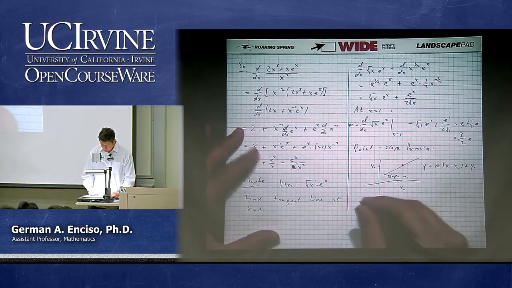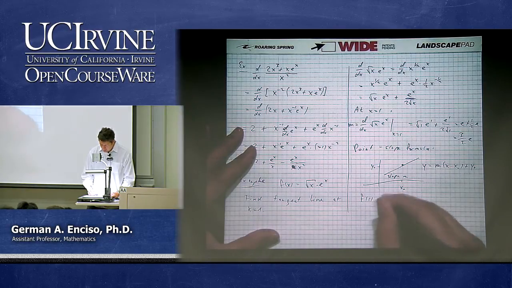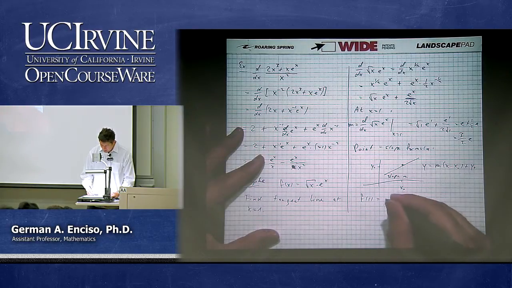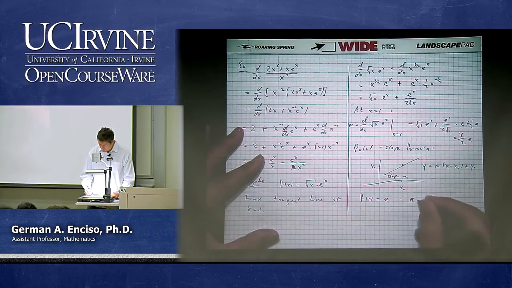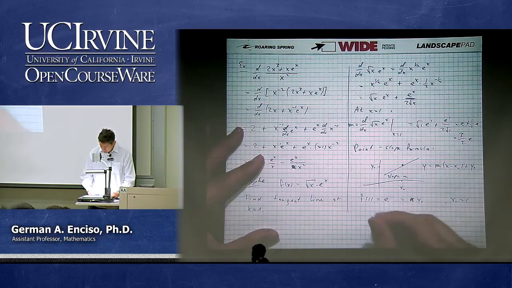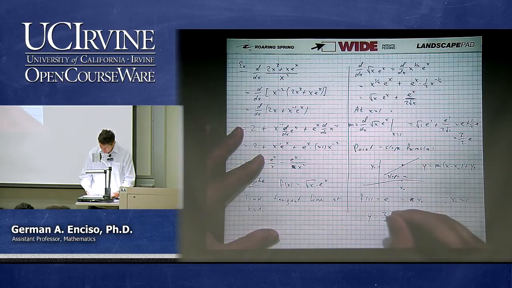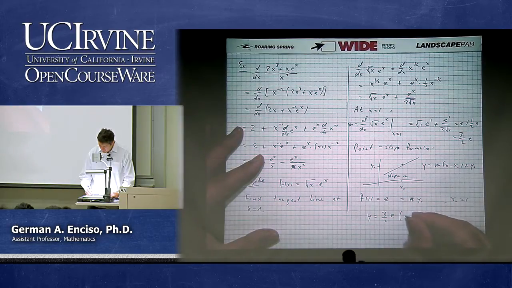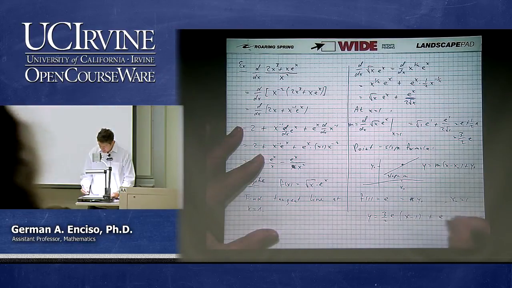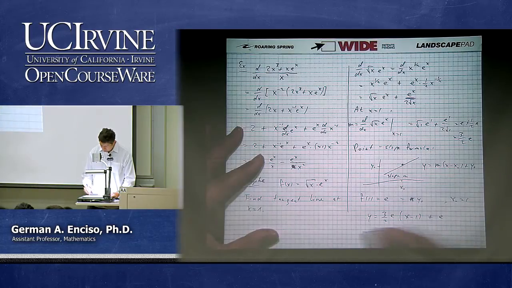But f of 1 is equal to e, which is y0, and x0 is equal to 1, so y is equal to 3/2 e times x minus 1 plus e. That's it.